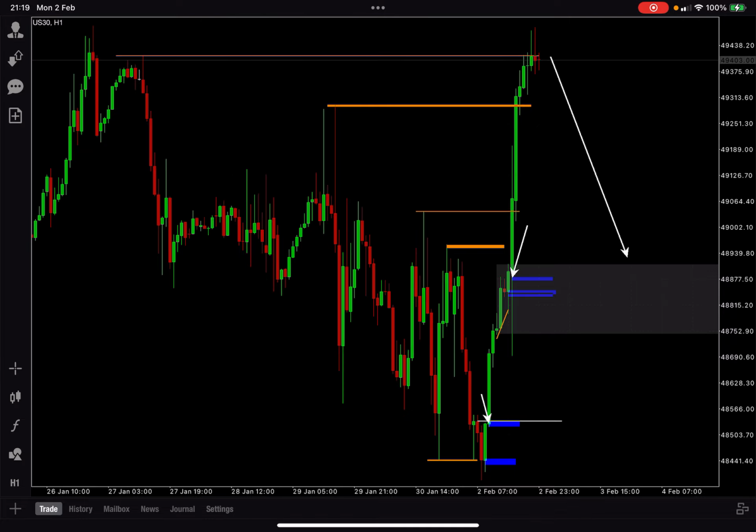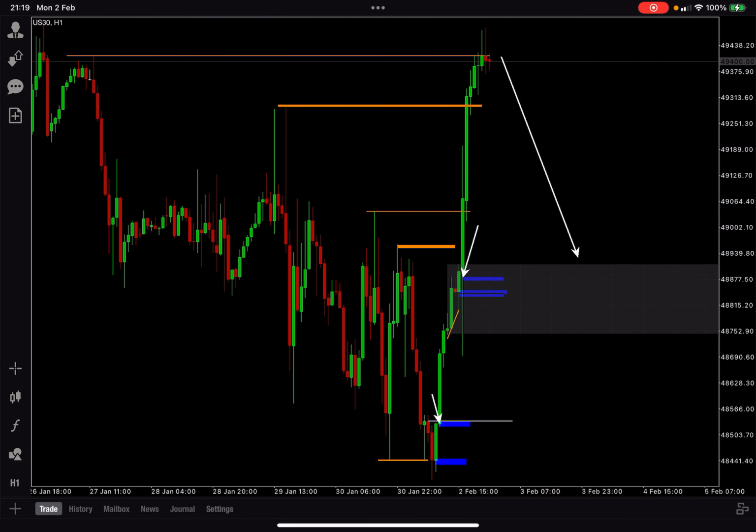So that is what I'll be looking for: the London session and the New York session, a possible downwards move towards that grey area tomorrow. And that is just to retest that buy area that we saw no setups in today. So even though you don't get any setups, you get a good confirmation for the following day. So that is recapping today on US30.